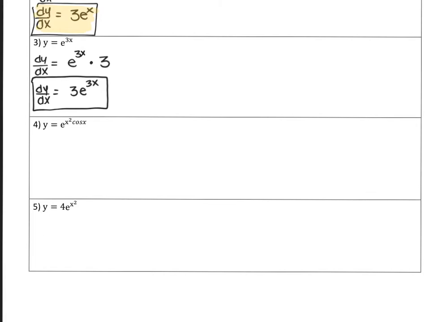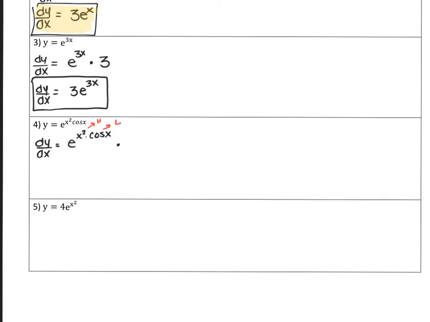All right, let's try another example. How about example number 4? If I want to take the derivative, dy over dx, we know the rule for e is the same times the derivative of the power. But here we should notice that my power is a product. I have x squared times cos x. So I need a high, which is my x squared, and a low, which is my cos x.